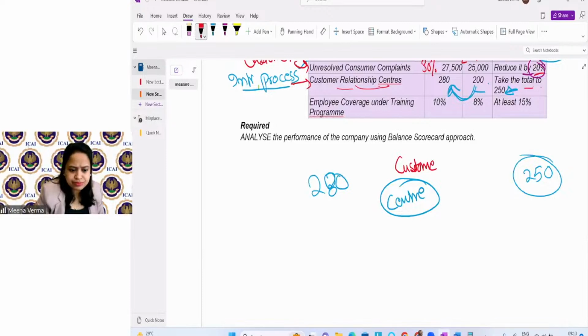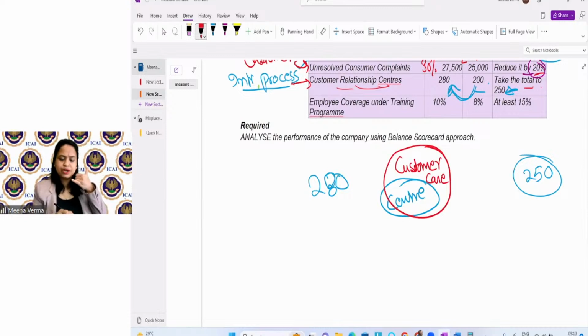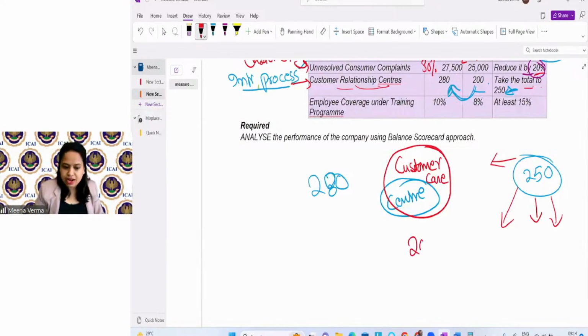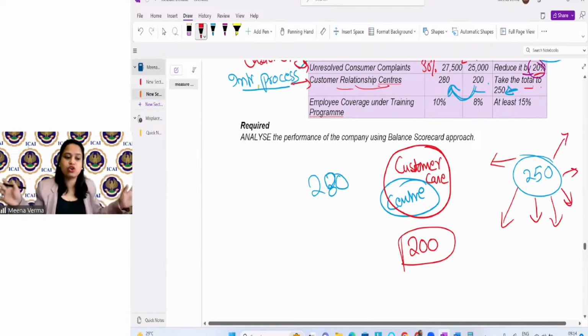Customer care center of a telecommunication company. The more customer care centers a company can have, the better services a company can provide. So when the company has 250 centers, accordingly the company is dealing with the customer. Right now the company has 200 centers, but instead of 200, the company was targeting to have 250 centers all across India.